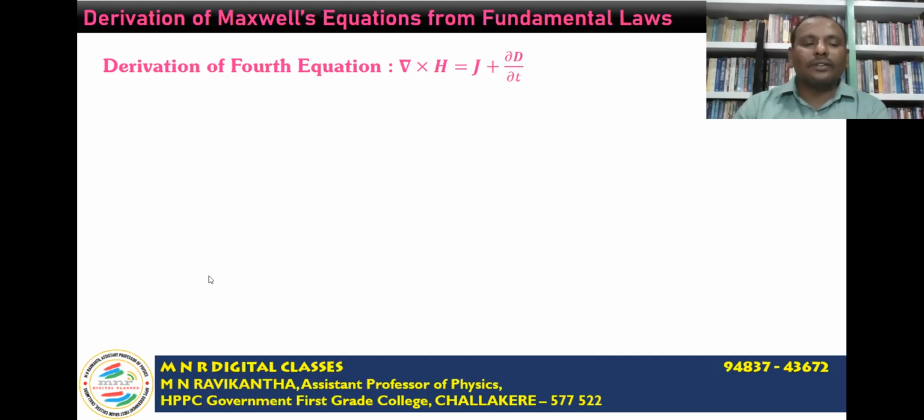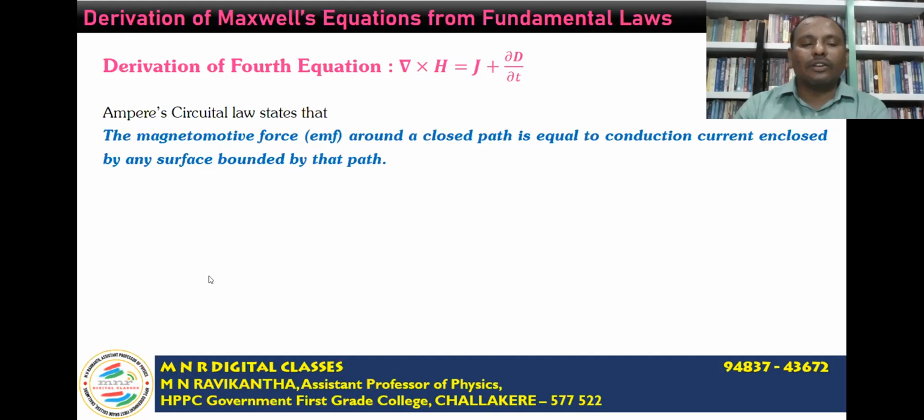To start with, let us start with Ampere's circuit law, which states that the magnetomotive force MMF, here is again a typing mistake, instead of EMF it should be MMF, magnetomotive force, around a closed path is equal to the conduction current enclosed by any surface bounded by that path.